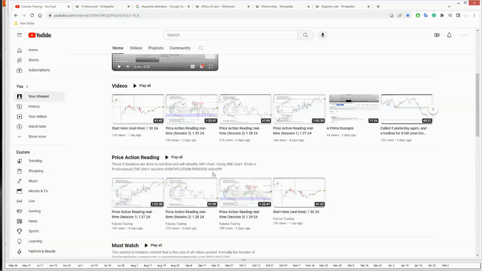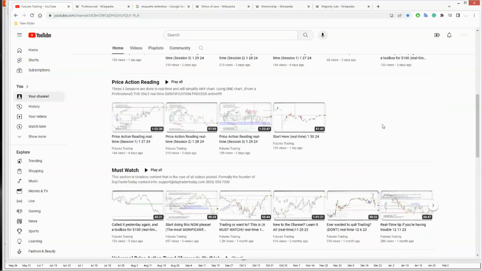And again, it's a real time identification process. We'll do a little bit of that as well because we got some news. And so we're going to do that.